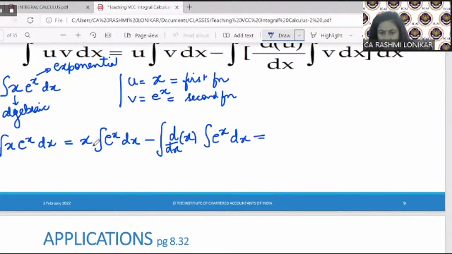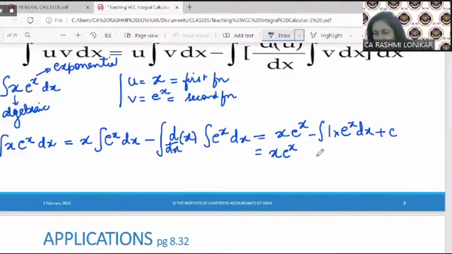So this is equal to x. Integration of e raised to x, we know is e raised to x. So this is x into e raised to x minus, what will this be? d by dx of x. Derivative of x is 1. So minus integral of 1 into, what is integration of e raised to x? E raised to x. So it will be e raised to x dx. Now what is 1 into e raised to x? E raised to x. So this will be equal to plus c. So this is equal to x e raised to x minus integral of e raised to x dx plus c.